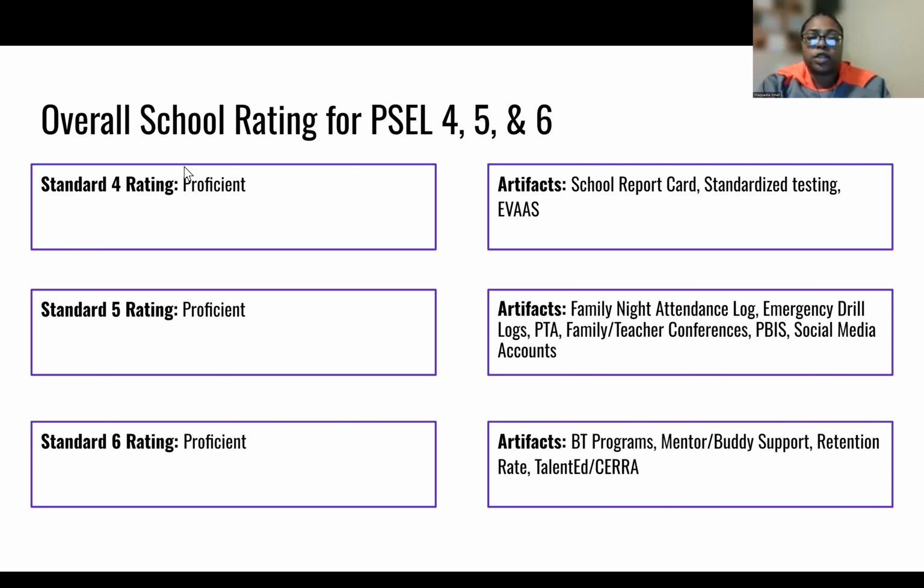When we looked at Standard 6, we gave our school a rating of proficient. Some of the artifacts that we were able to use to support that were the beginning teacher programs, which provide mentoring and buddy support, the school's retention rate, and the systems that we use for hiring, like TalentEd and Sarah.